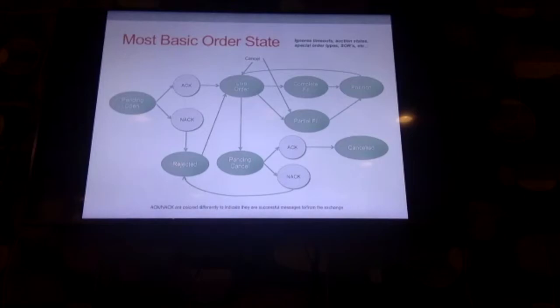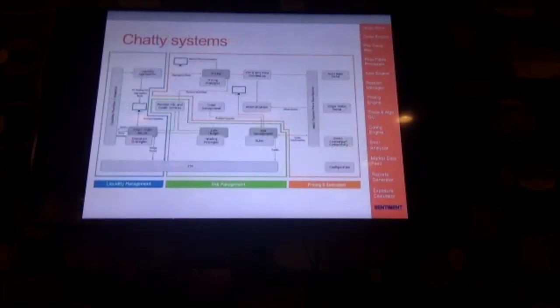It ignores timeouts, auction states, special instructions, special types, smart order routing stuff. But as you can see, even the most basic one isn't a simple "I got filled or I didn't get filled." You have to deal with a lot of different possible states, and there's a lot of concurrency in there. Like I mentioned before, all of these systems are very, very chatty, so we have to be able to deal with lots and lots of messages sliding through the system.